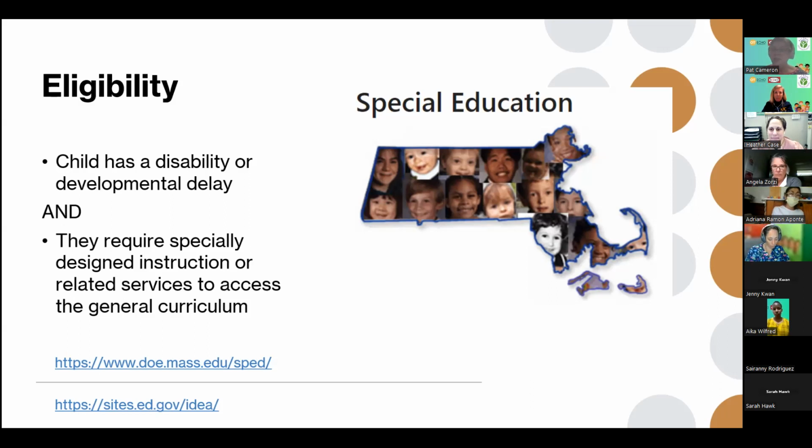So the eligibility criteria for 3 to 5-year-olds is that the child has to have a disability or a developmental delay, and it's not "and/or," it's "and," so both things have to apply. They require specially designed instruction or related services to access the general curriculum. For 3 to 5-year-olds, the preschool standards are what is held up as the general curriculum. Many districts have embedded them now in a continuum, the general curriculum of pre-K to grade 12. Some still have those as separate documents.